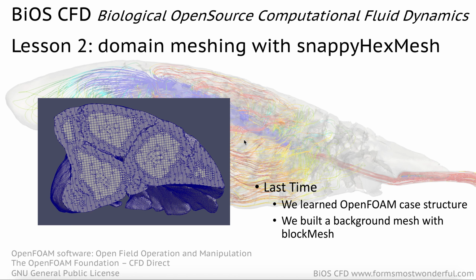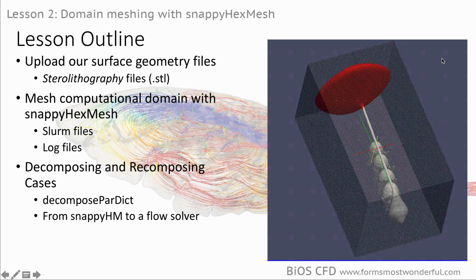Last time we learned how to set up an OpenFOAM case, understand the case structure, and build a background mesh with the blockMesh utility. So here's a picture on the right. The screenshot shows where we left off before. We have our background mesh that completely encased our geometry of interest, and now we're going to learn how to take that geometry of interest and turn it into a mesh that we're going to interact with the fluid flow solver with.